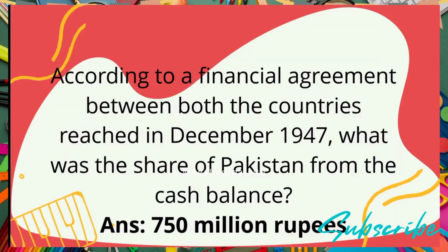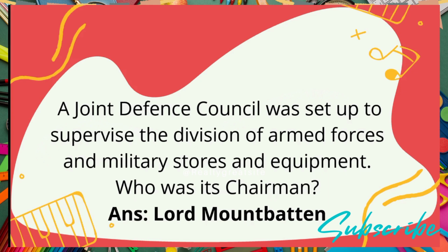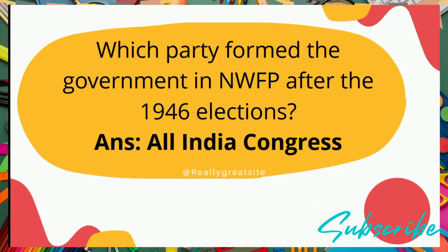According to a financial agreement between both the countries reached in December 1947, what was the share of Pakistan from the cash balance? 750 million rupees. How much of Pakistan's share was actually paid after the intervention of Gandhi? 700 million. A Joint Defence Council was set up to supervise the division of armed forces and military stores and equipment. Who was its chairman? Lord Mountbatten.